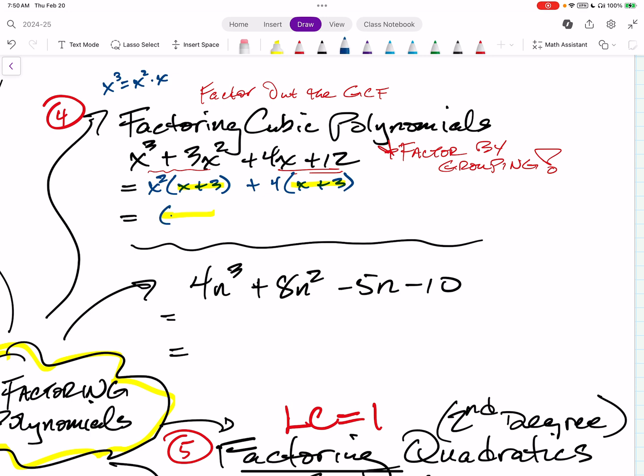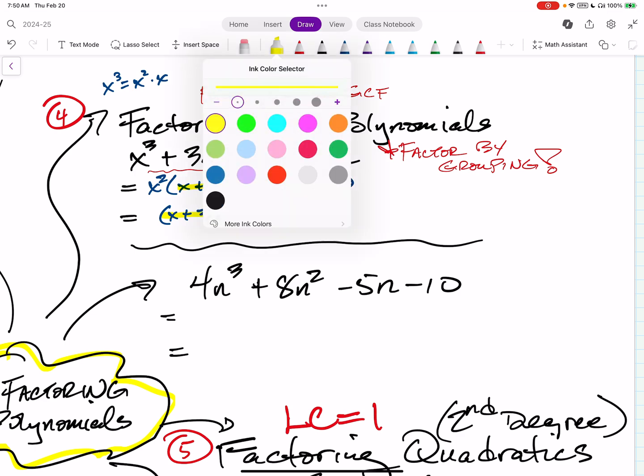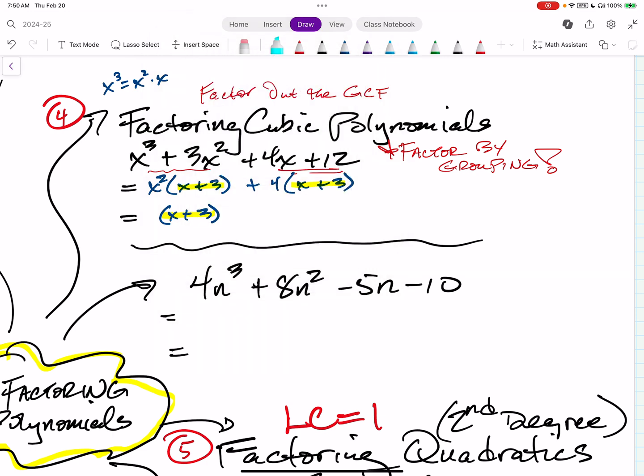We factor out the x plus 3 because they have that in common. And then out of the remaining factors here, we have x squared plus 4, and that goes in the second binomial. So you multiply it by x squared plus 4. Check your notes. We did a full lesson on cubic polynomials when we were learning the technique called factor by grouping.